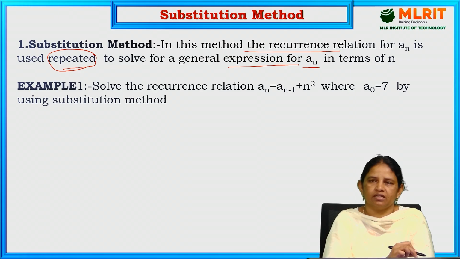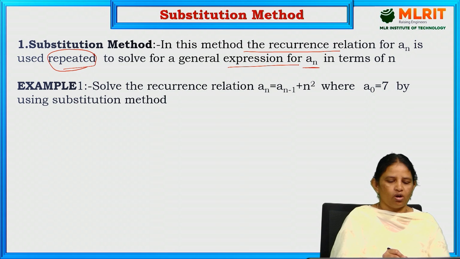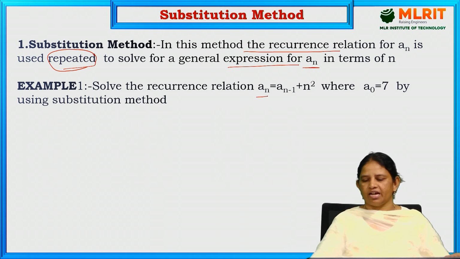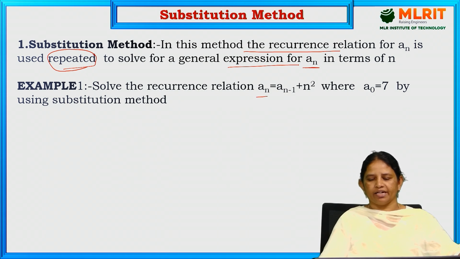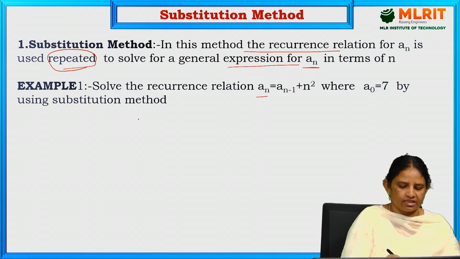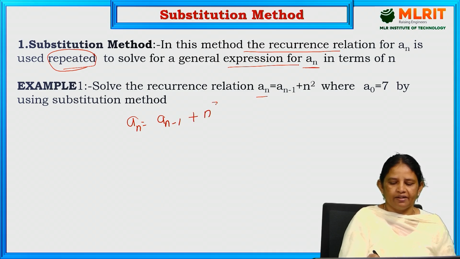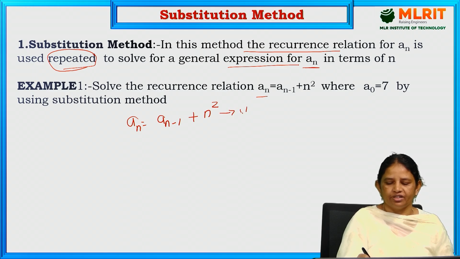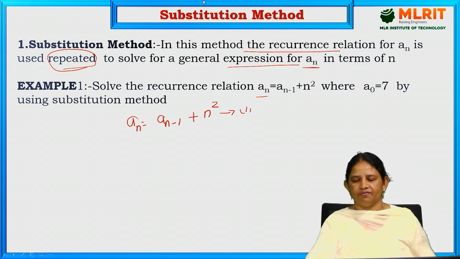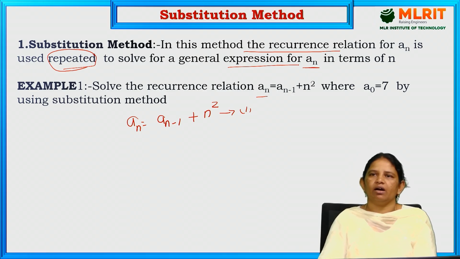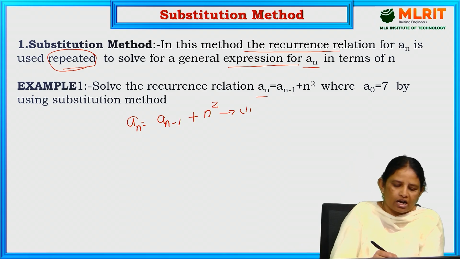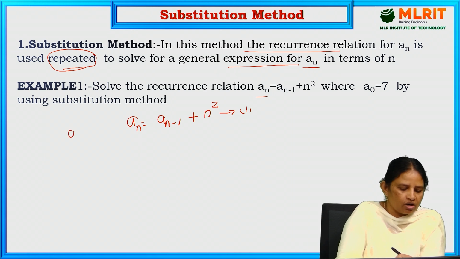For example, consider the first example of how to solve a recurrence relation using the substitution method. The recurrence relation is given as an equal to an minus 1 plus n square. This is the given term, equation number 1. The first term is given in the sequence, and we need to find the formula for the nth term. So start with a naught. We know that a naught equal to 7, which is already given in the question.